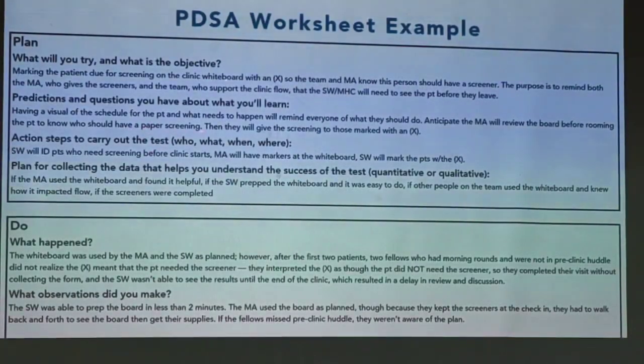So they were going to use the whiteboard, they tried it, they thought it would remind everybody of what they need to do. They found that the whiteboard was helpful for the MA. If the social worker prepped the whiteboard, it was easy to do. Other people, though, didn't know what it meant, right? So they used an X, and there was a fellow who came in and didn't know they were doing it, and the fellow thought an X meant it was already done. And so they let the patient leave, even though the X was supposed to mean that we're going in there today, that it needs to be done.